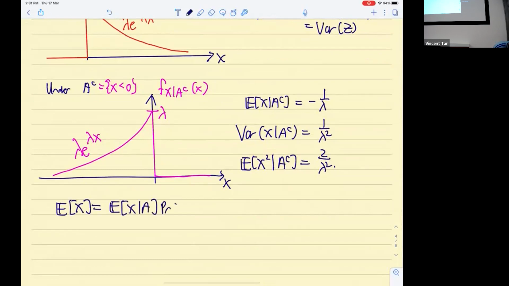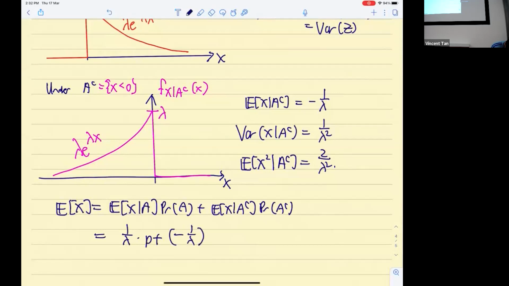Conditioning on A, the expectation of x given A times the probability of A, plus the expectation of x given A complement times the probability of A complement. This is 1 over lambda times p, plus minus 1 over lambda, which is the expectation of x given A complement, times 1 minus p. So that gives (2p minus 1) over lambda, as desired.